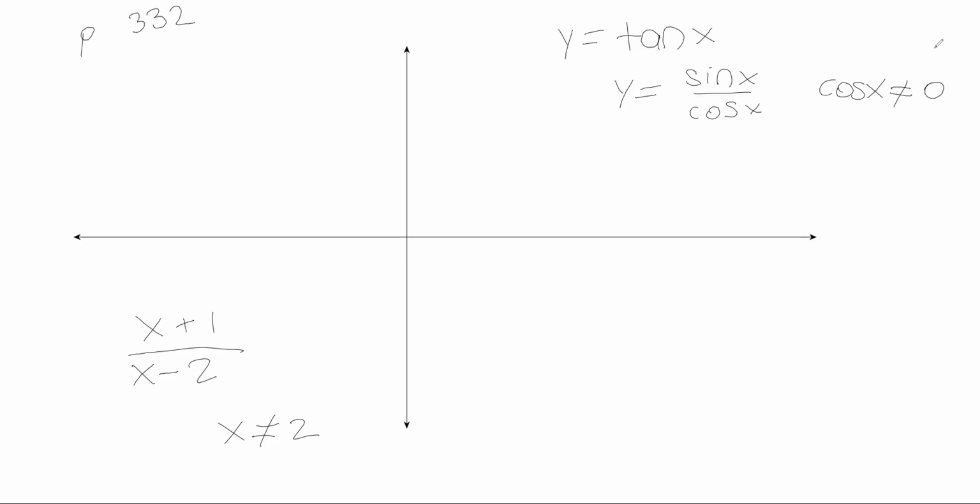So x could not be pi over 2, or 3 pi over 2, or any odd multiples of pi over 2. So we have an asymptote at pi over 2. And then pi is okay. 3 pi over 2 has an asymptote. And then we have 4 pi over 2, which is also known as 2 pi. And then 5 pi over 2. So you might see a pattern beginning to form. We have pi over 2, 3 pi over 2, 5 pi over 2. So next would be 7 pi over 2.